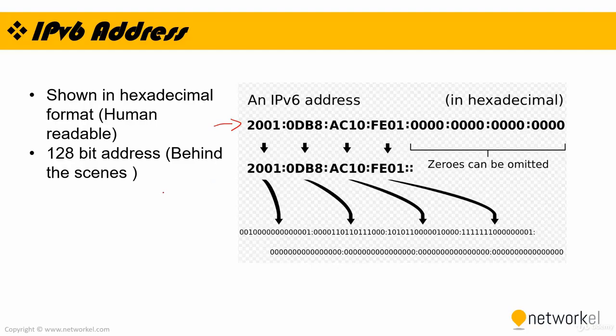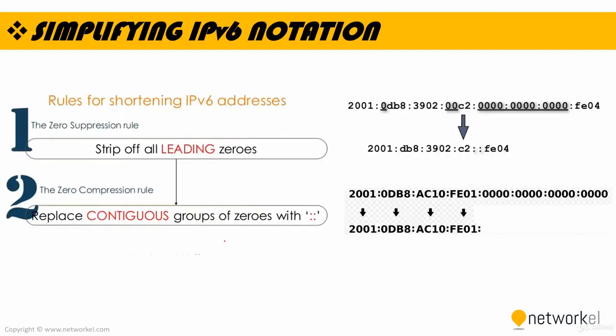In hexadecimal format, you can use 0 to 9, and after that A, B, C, D, E, F. And we can also simplify the IP version 6 notation. We have two rules about this. First one is the zero suppression rule. Strip off all leading zeros. If we have a leading zero in my IPv6 address, I can strip it off.